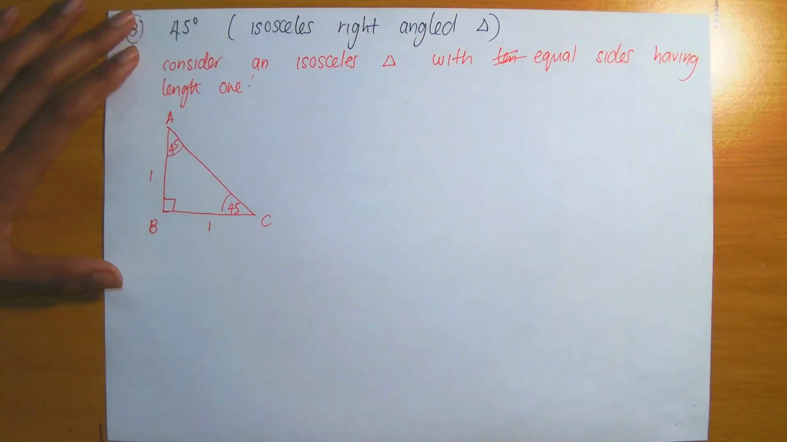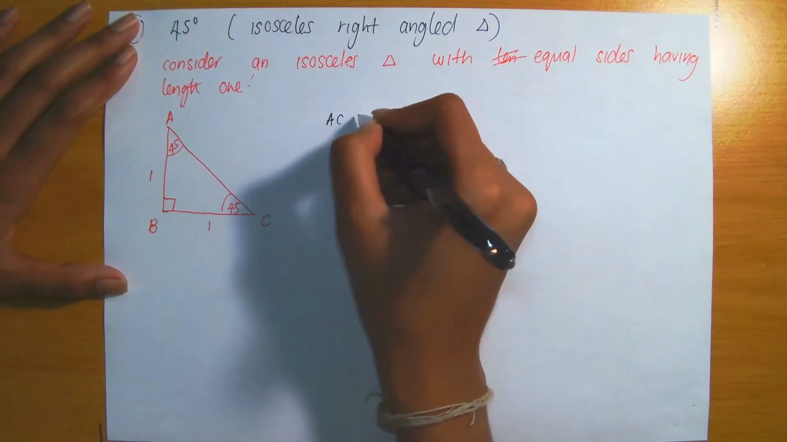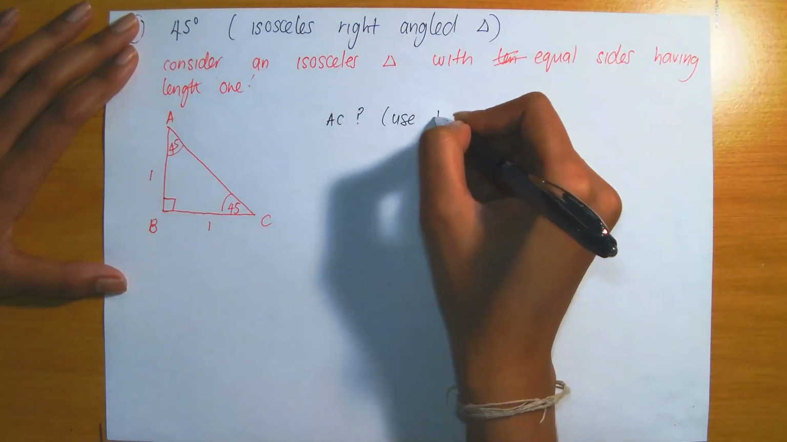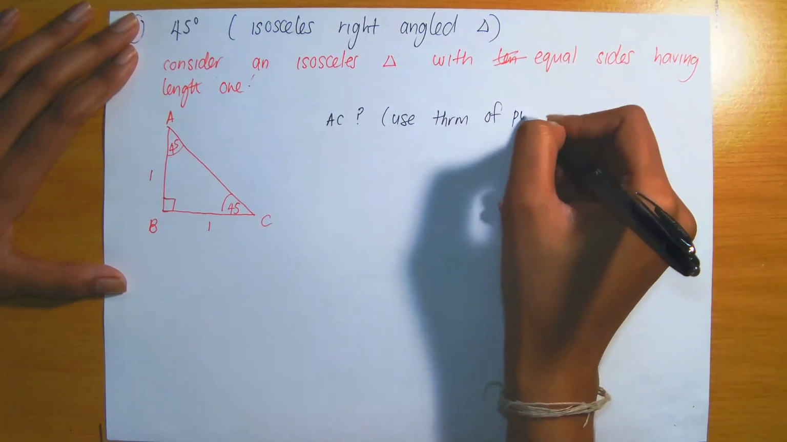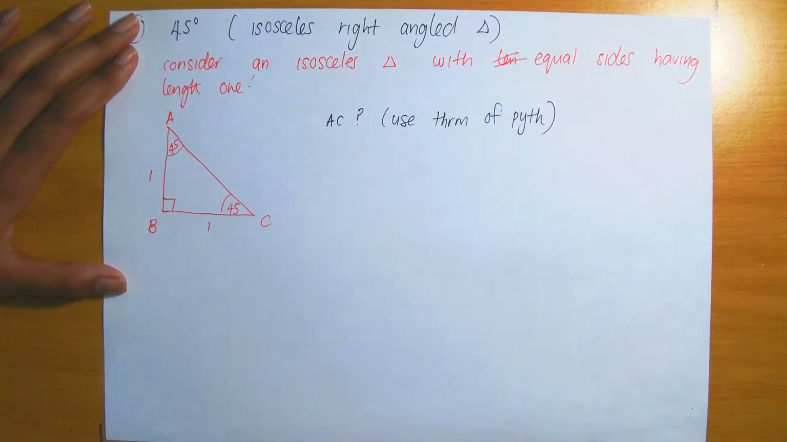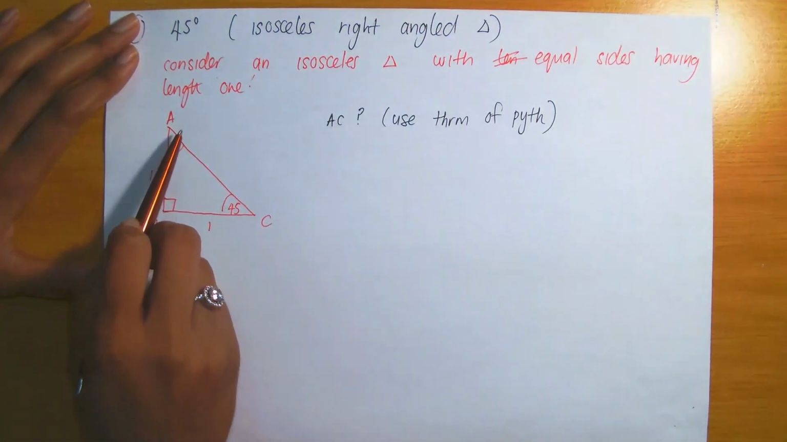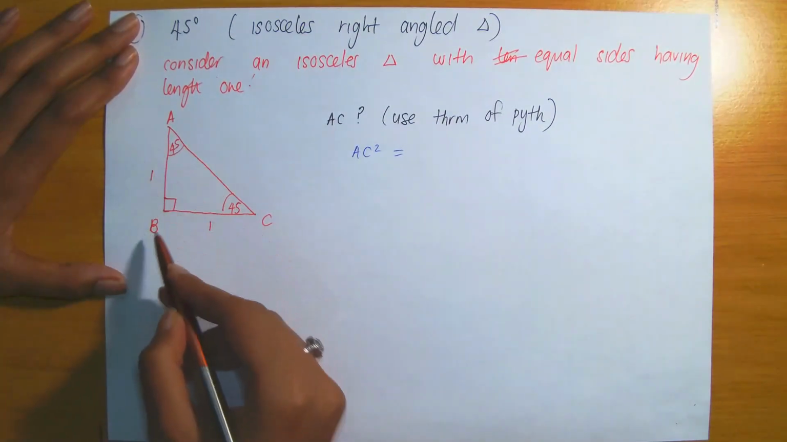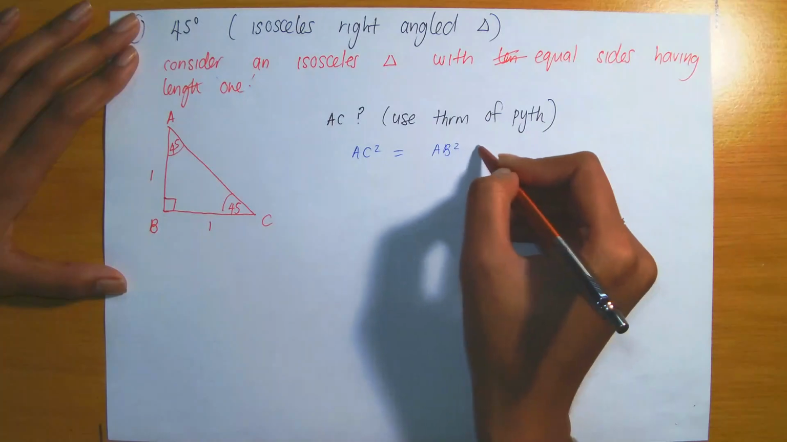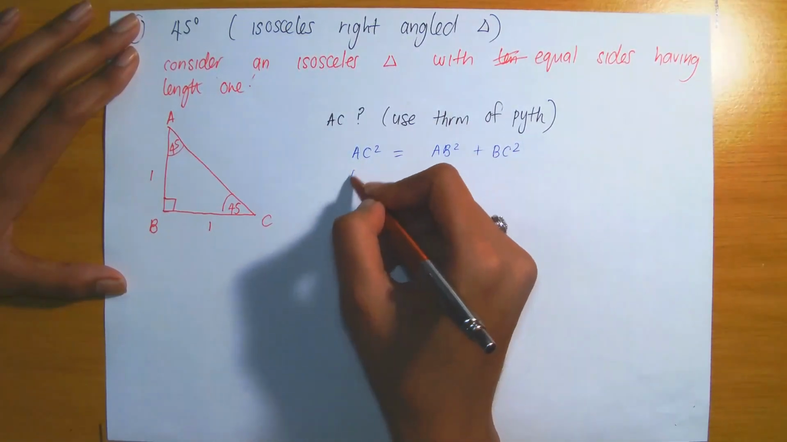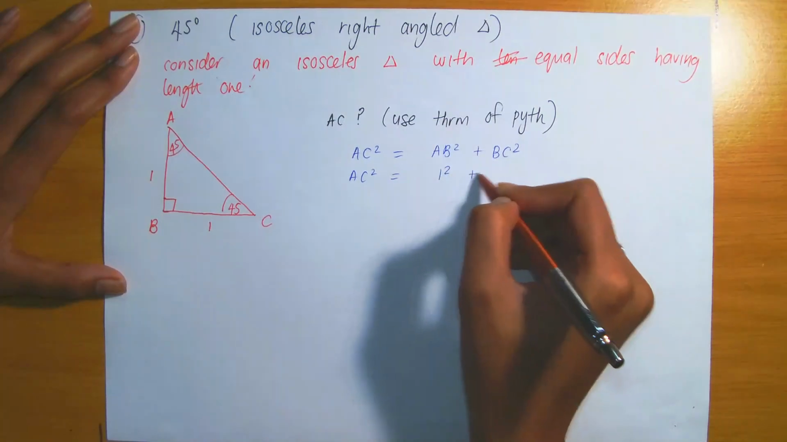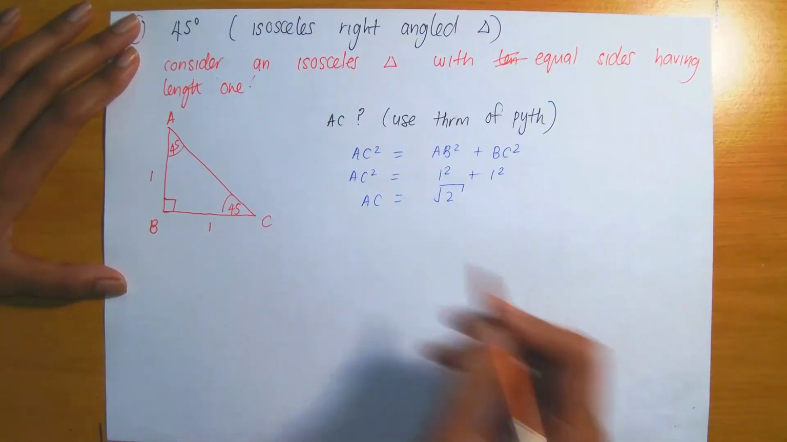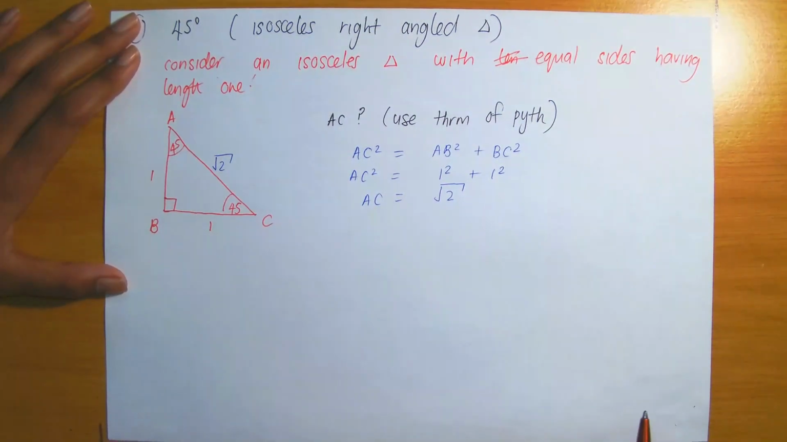Alright, so what is unknown to us? The unknown aspect in here is AC. I do not know what the length of AC is, and once again we will use the theorem of Pythagoras. What did the theorem of Pythagoras tell you? It told you that the square of the hypotenuse, meaning AC squared, is equal to the sum of the squares of the other two sides. So it's AB squared plus BC squared. So AC squared is equal to 1 squared plus 1 squared. So AC is equal to square root of 2. So that was the unknown length that we required.